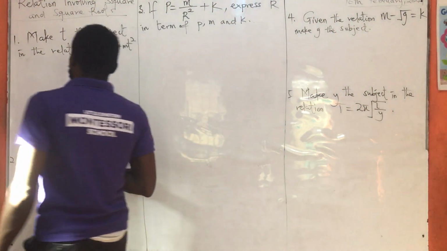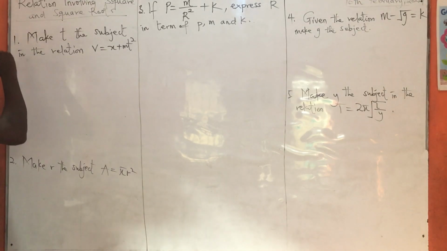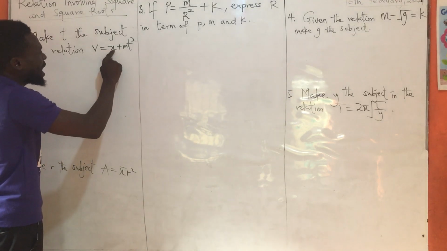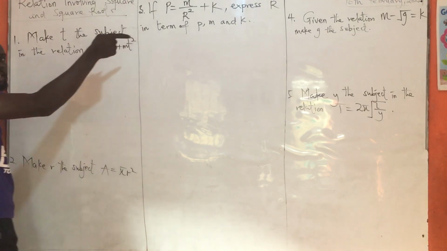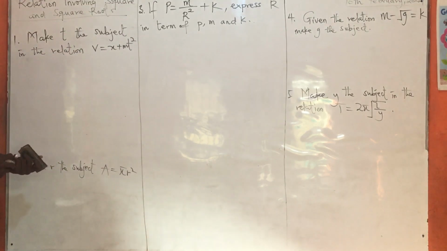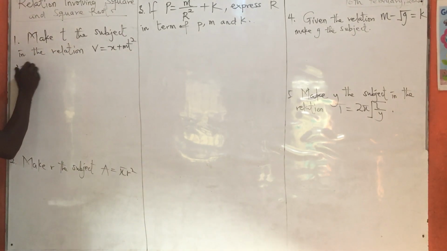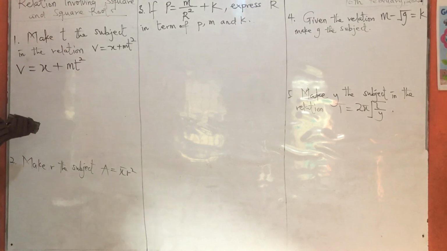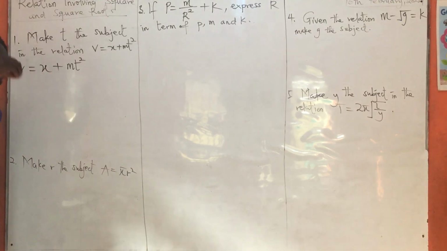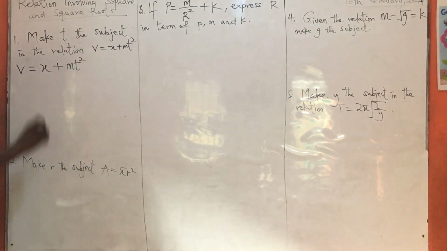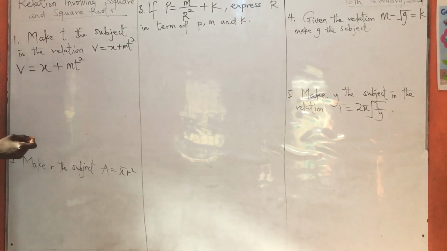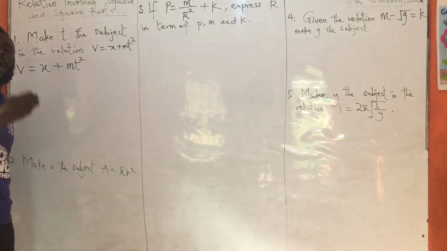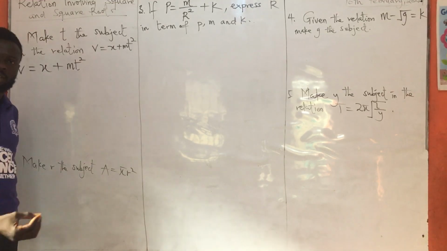Now let's look at the first one. The first one is saying that make t the subject in the relation v is equal to x plus mt squared. So this is the given relation. The relation we have been given is v is equal to x plus mt squared. Now you can see that the variable I am solving for, or the variable I'm to make the subject, has a square on it. Now, how do I let the variable stand alone?